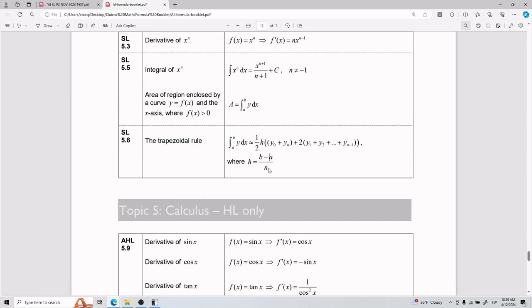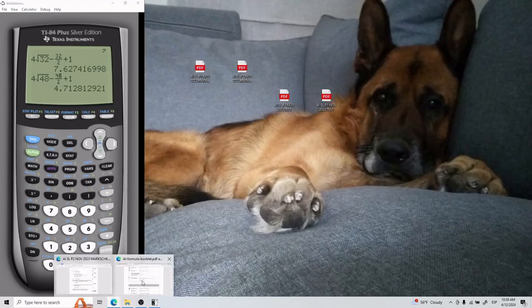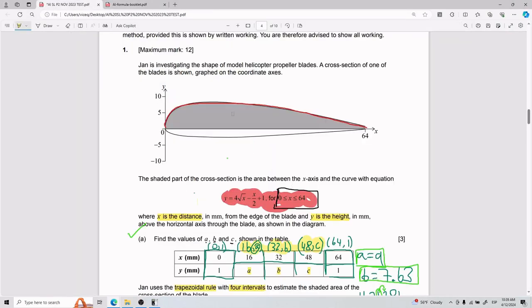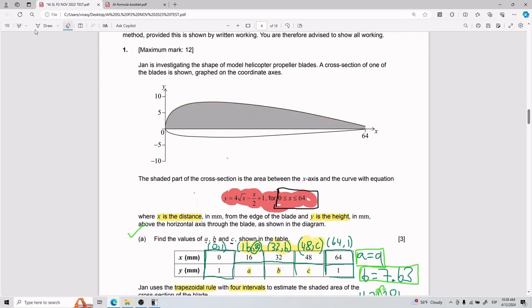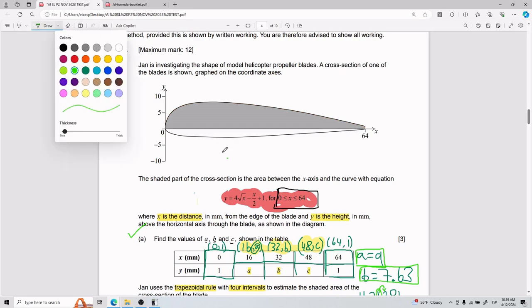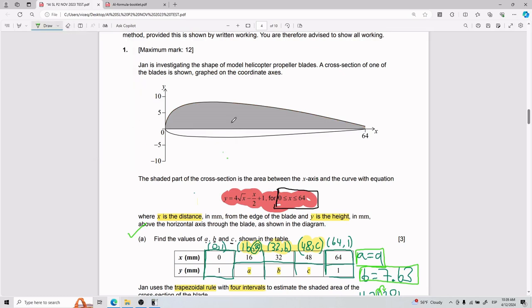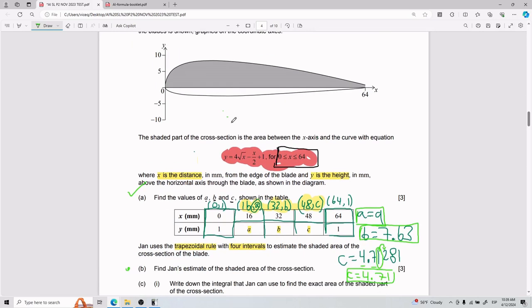A lot of you probably look at this and have no idea what the heck is going on, right? Trust me, I was one of those as well. So let's first understand the intuition of the formula book, of the trapezoidal rule. The trapezoidal rule helps you find the area under a curve. As you can see here, we're going to use it to estimate the shaded area.